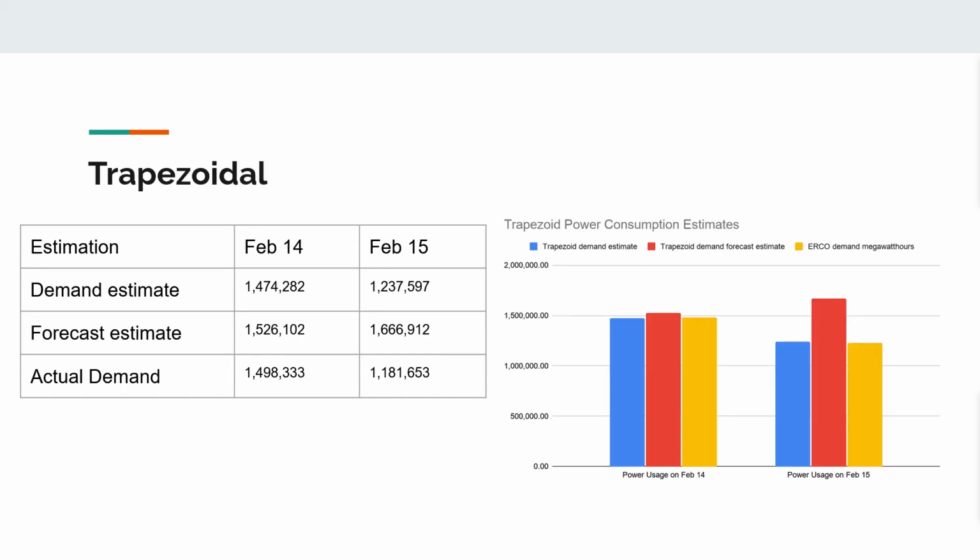For trapezoidal, this is the average of the left-hand side and right-hand side, so it produces similar results. On the 14th, the forecast is a bit high and the demand estimate is a bit low compared to the actual numbers, but they're both reasonably close. But then on the 15th, again, we have the forecast being very high and the demand estimate matching similarly to the recorded demand. For Simpson's method, we have similar results as previous methods.